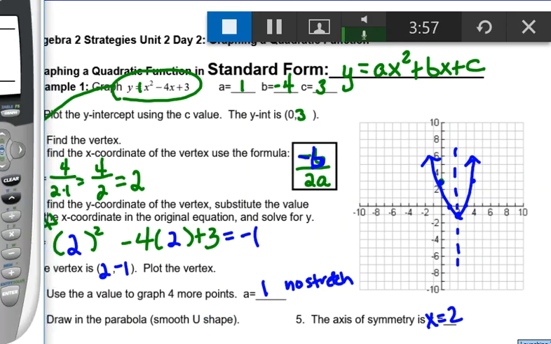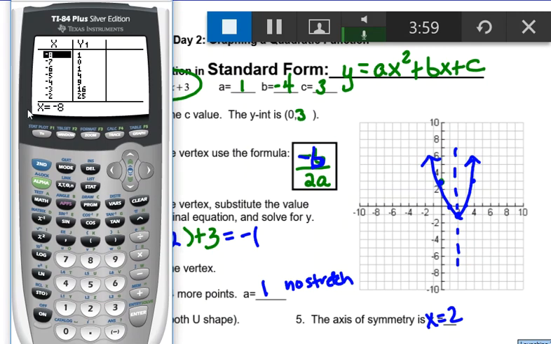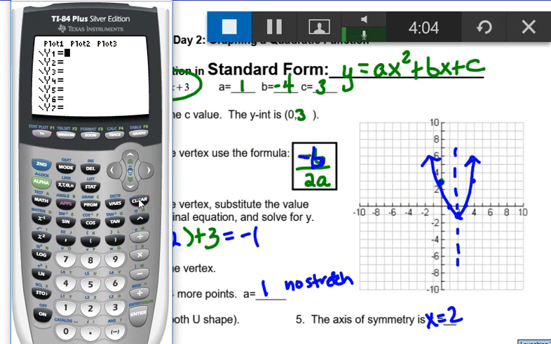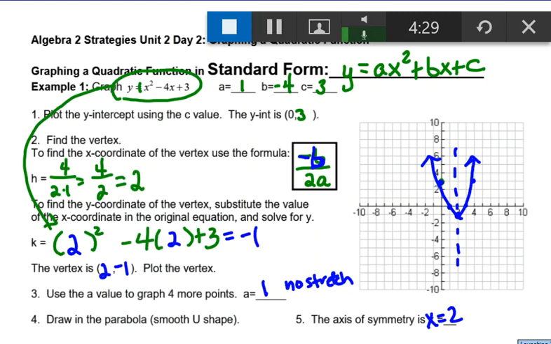All right, let me move it into my view. There we go. So y equals, and clear out what you had before, and we're going to put in 1x squared, minus 4x, and plus 3, and graph it. Okay, does it look right? Yeah, and then you can do second graph if you want to look at the points to make sure the points are right, but it looks pretty good. All right, next one.